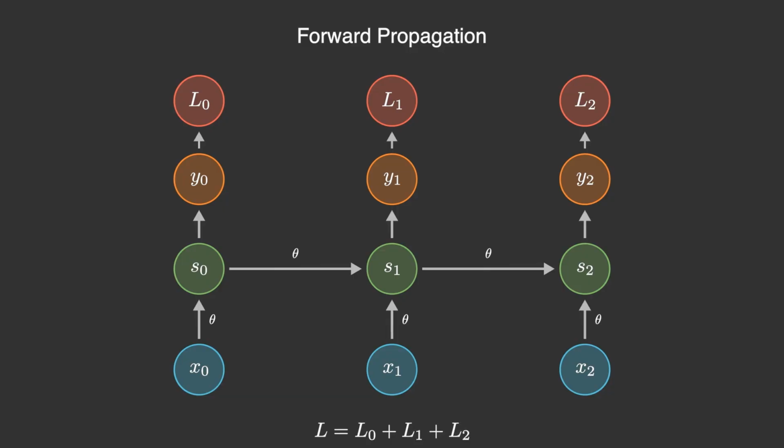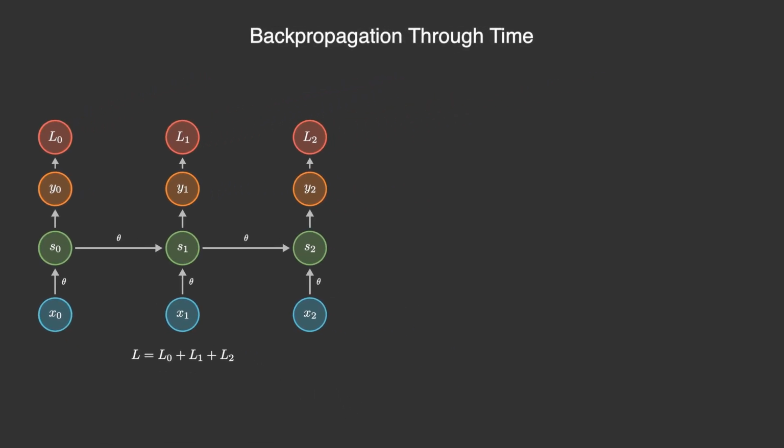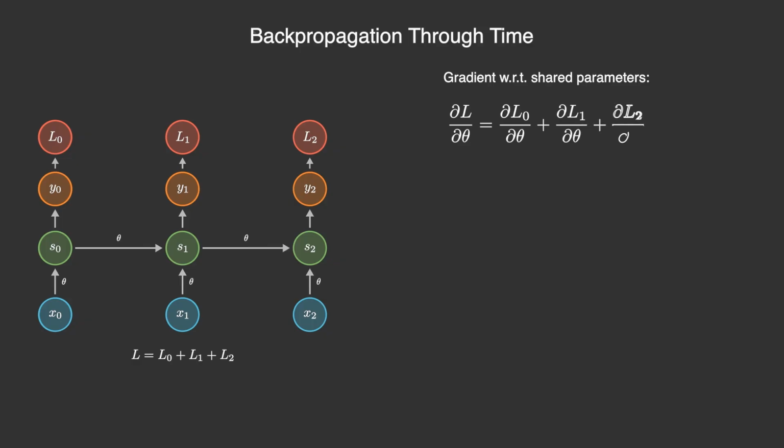Now let's see how we compute gradient to update those shared parameters. This is the backpropagation through time. Our goal is to compute the gradient of the total loss with respect to theta. Since the total loss is a sum, this gradient is also a sum, one term for each time step. The challenge is that theta appears at every time step, so each term must account for all the paths through which theta influences the time step's loss.